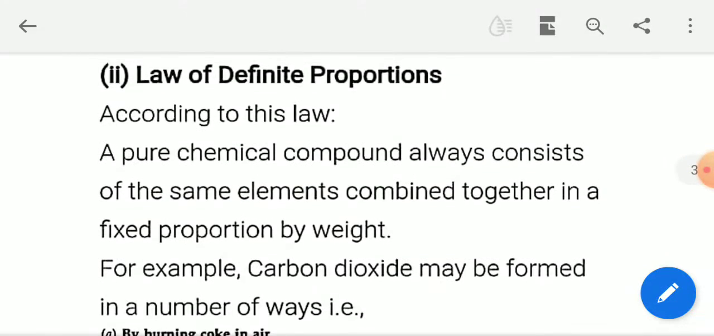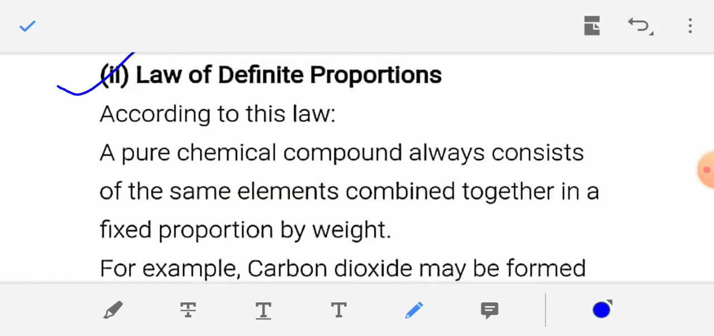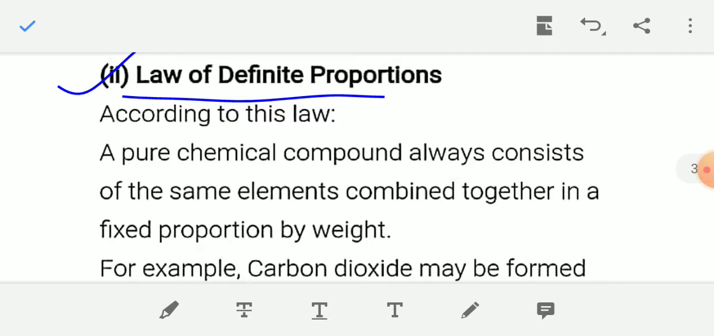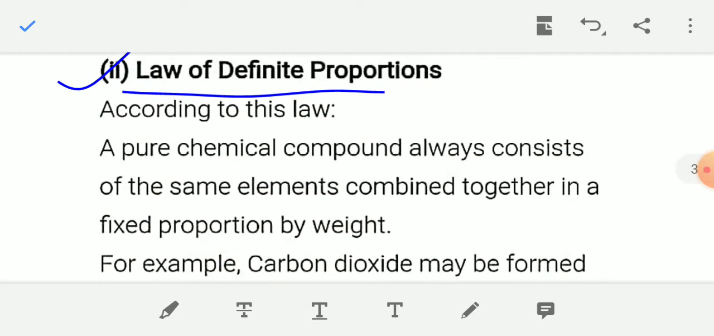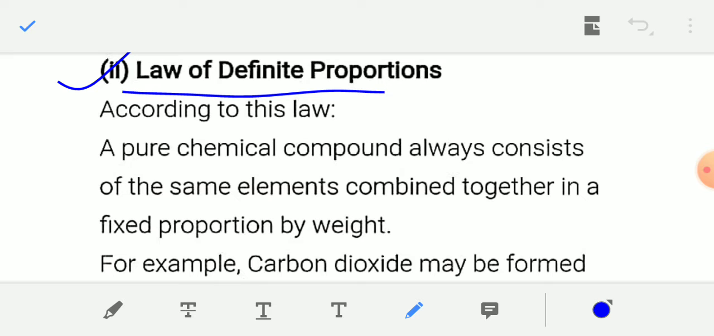Now see the second law of chemical combination, law of definite proportion. Important law. These laws are important, you have to remember. According to the law of definite proportion, a pure chemical compound always consists of the same elements combined together in a fixed proportion by weight.